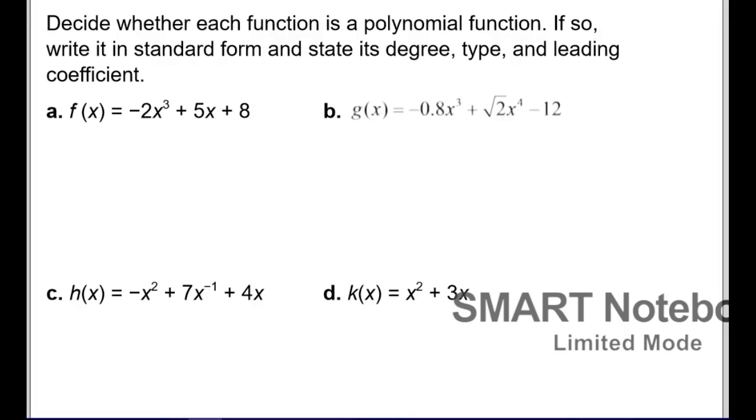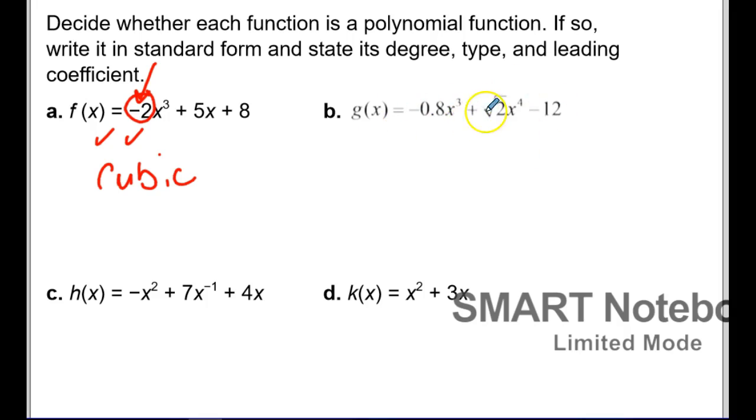Okay, so we have to determine if these are polynomial functions. So let's look at A. First thing I notice is all of my exponents are whole numbers, so I'd say, yep, that's a polynomial. And then I have to write it in standard form. So I have to go from biggest to smallest exponent, which it's already done. So that's already written in standard form for me. Okay, so I can see the type of function. The type of function just tells me kind of what the degree is. So this would be a cubic, since my highest exponent is a 3. The leading coefficient here would be this -2, because that's the number that's with the highest exponent.